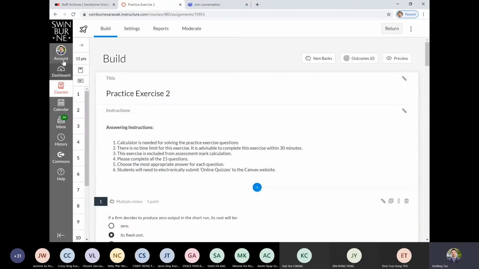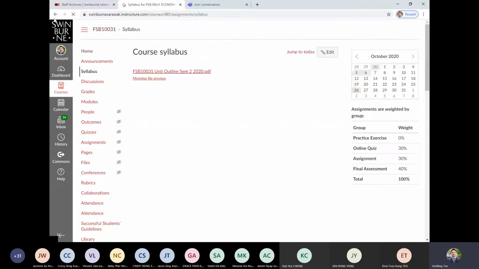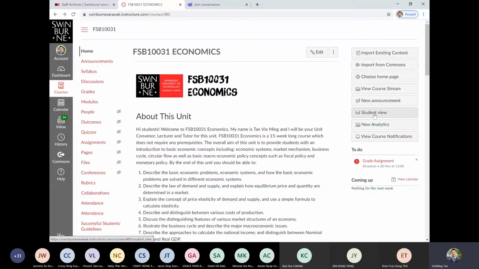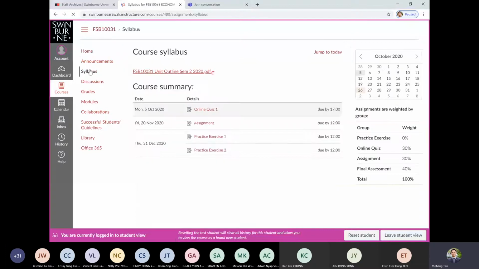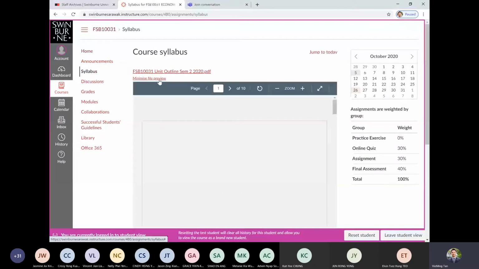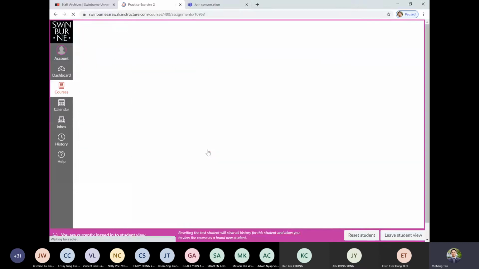Okay, so let me go back to the student view again. This time we should be able to access the practice exercise 2. We go to syllabus. I go to student view first, then go to syllabus, then choose practice exercise 2.